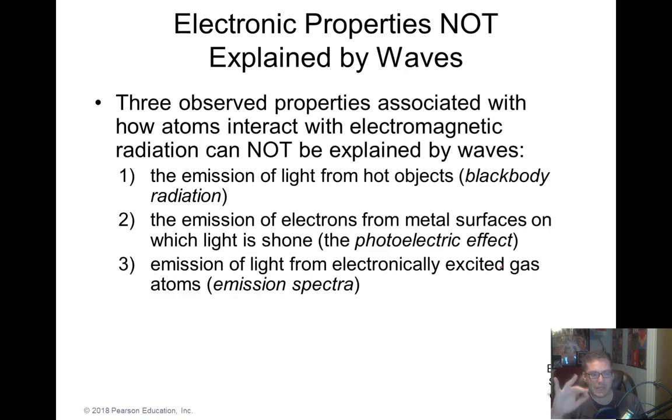However, there are three main things that scientists discovered that point to the fact that electrons aren't purely waves. Okay, and these are the three that we're going to talk about: blackbody radiation, the photoelectric effect, and emission spectra. All right.